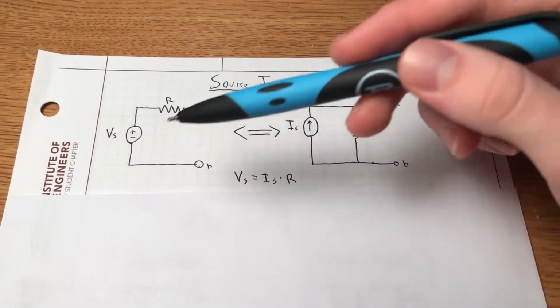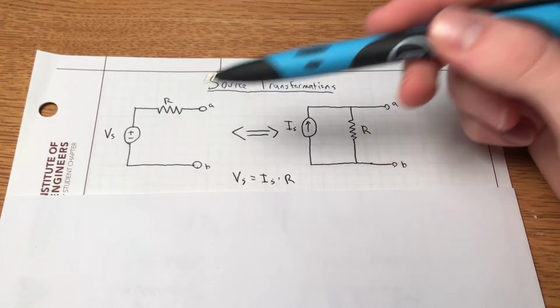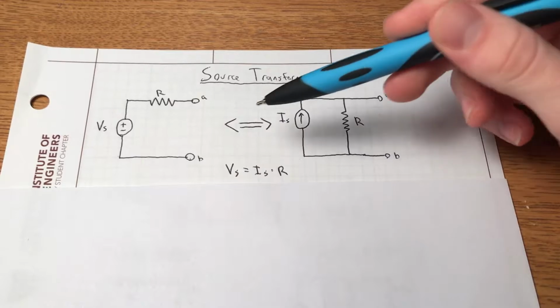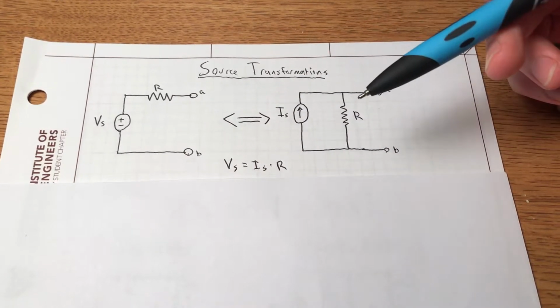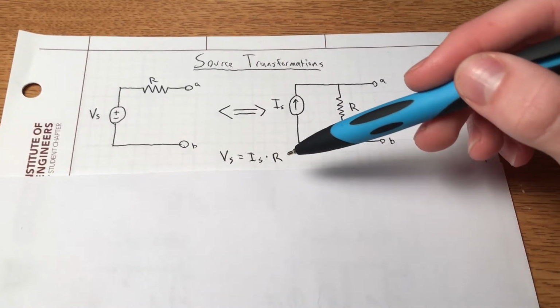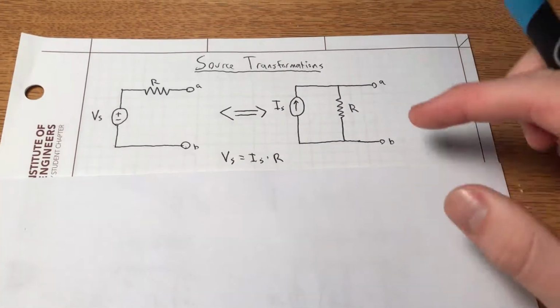Primarily, they allow us to change from a voltage source with a resistor in series to a current source with a resistor in parallel across two terminals A and B. To transfer between the two, we use Ohm's law in the following form, where the voltage source is equivalent to the current source times R, the resistance.